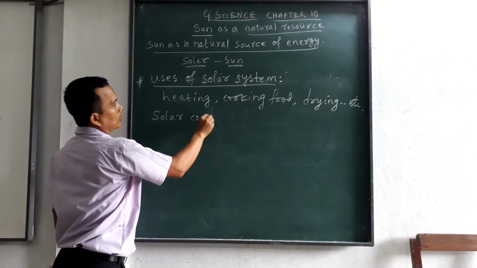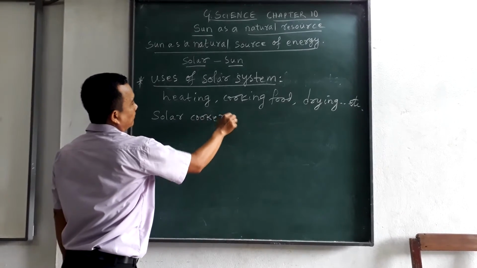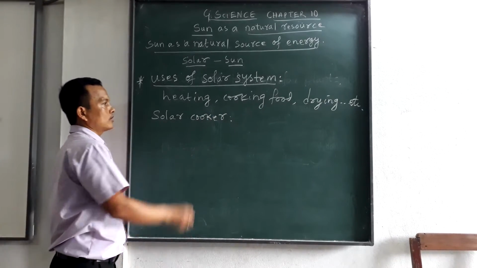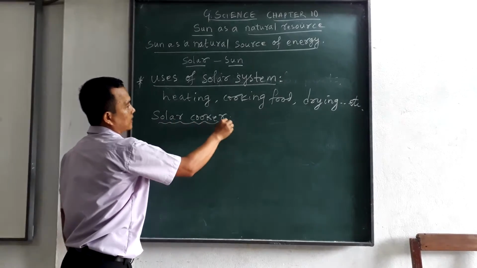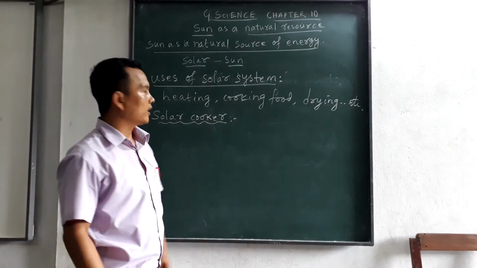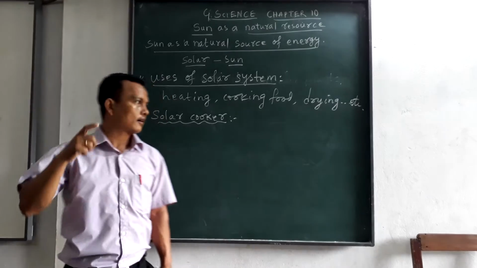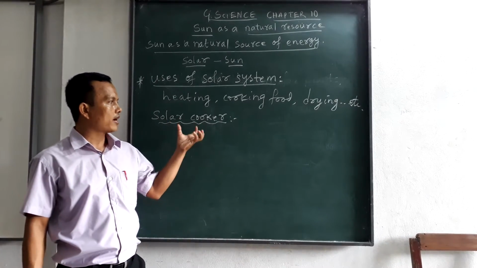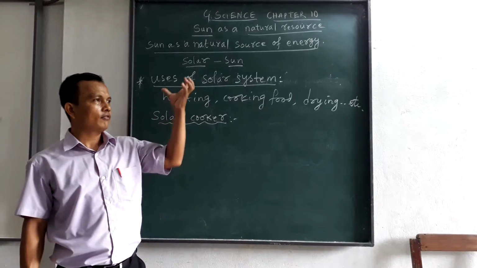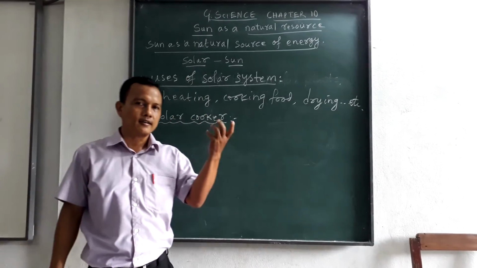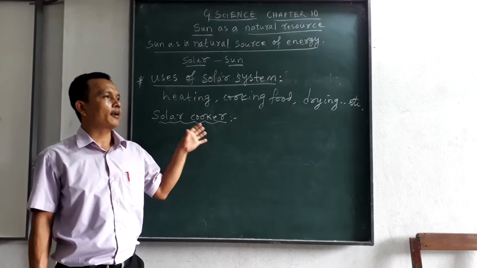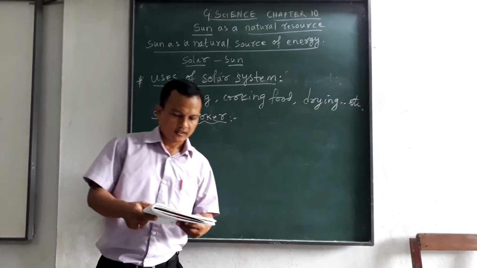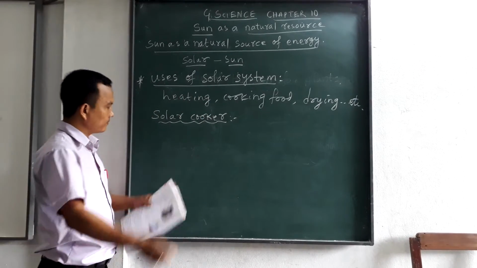Have you ever seen a solar cooker? Of course, a few people are using this solar cooker. It is quite expensive. It is a device made with the help of sunlight. It will absorb the sun's energy, and this cooker can be used to cook food. Alright, so that is one.